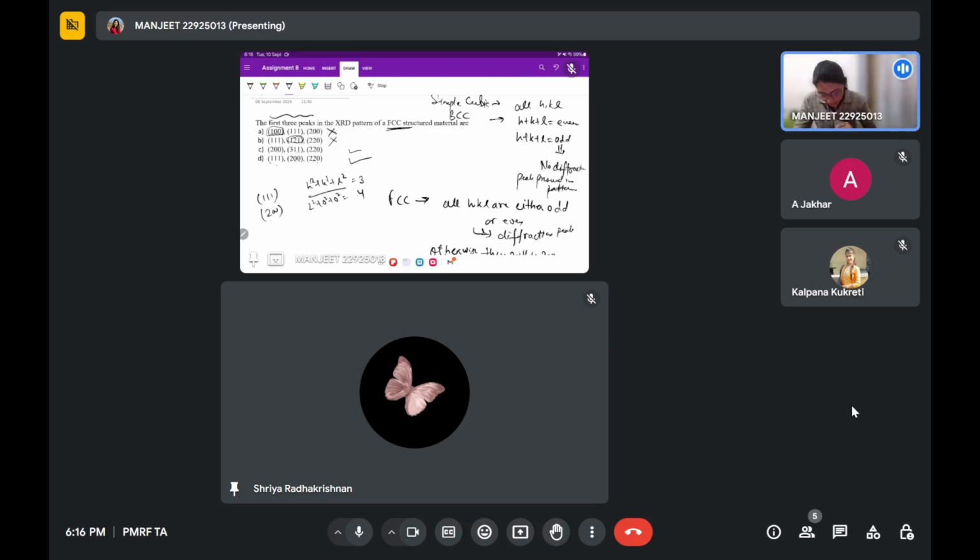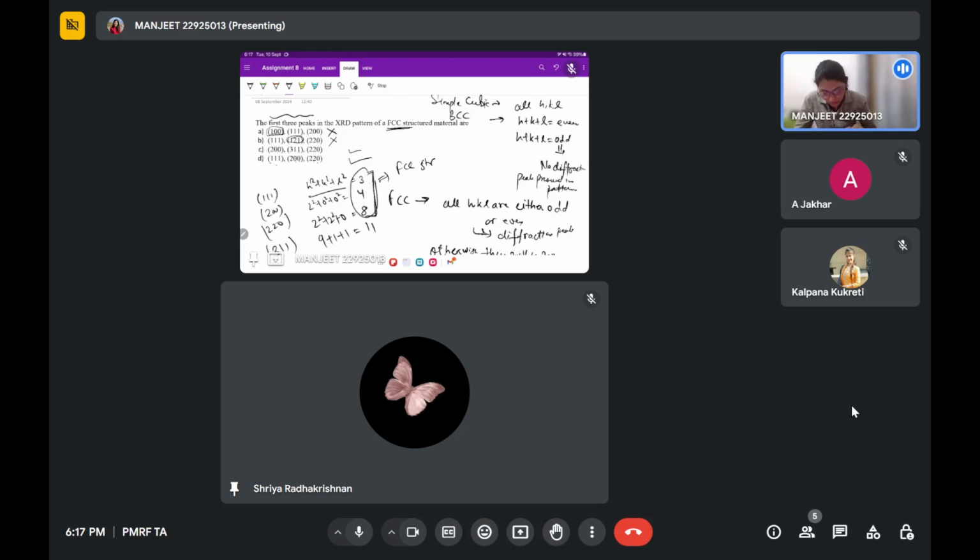Corresponding to now, the next one is 220. So this will be 2 square plus 2 square plus 0, which gives you 8, and 311 correspondingly gives you 9 plus 1 plus 1, that is 11. So only these are the first three peaks in the XRD pattern that give the FCC structure.